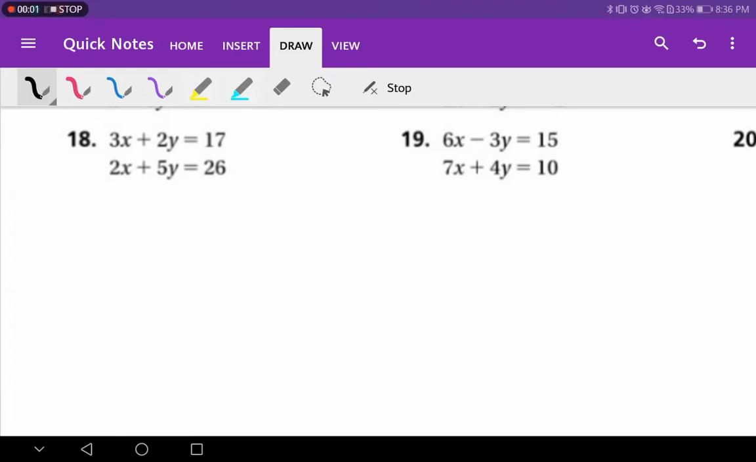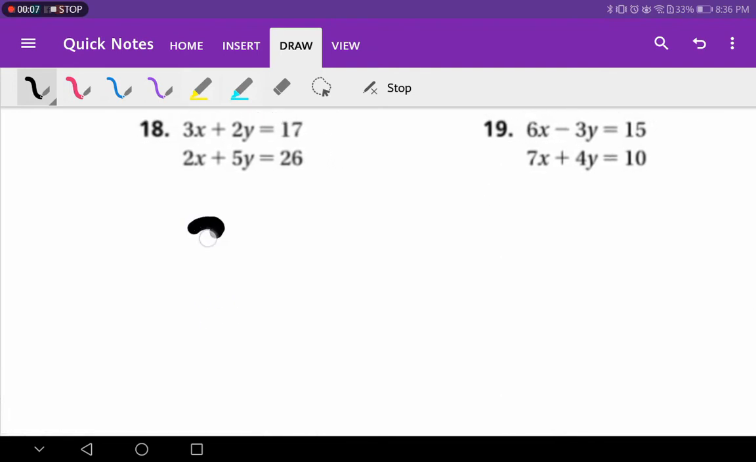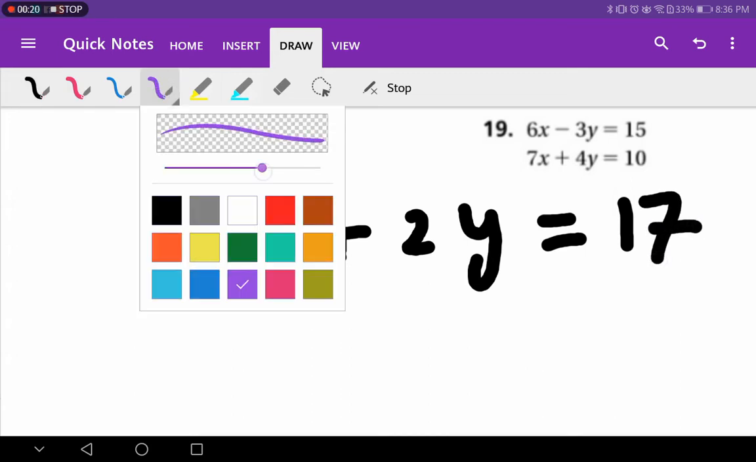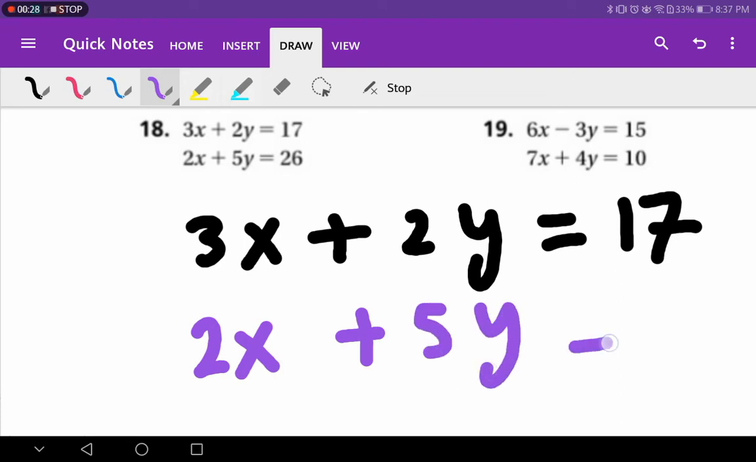Now question number 18, which is 3x plus 2y equals 17. This is the first equation, and the second one, I will change the color this time. It will be 2x plus 5y equals 26.